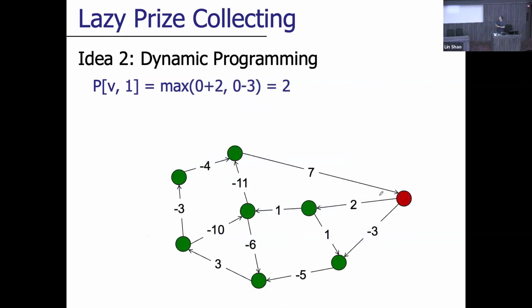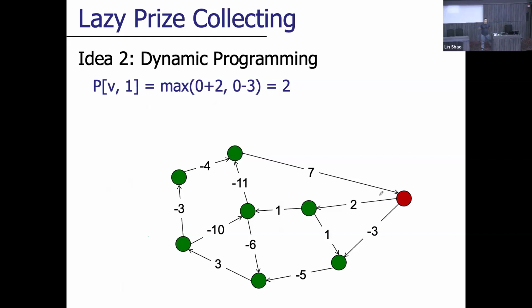So maybe let's apply these ideas to some concrete examples. Let's take the red node as the node V. We already know that PV0 is 0, right? Now let's consider what the result of PV1 will be, starting from the red node.